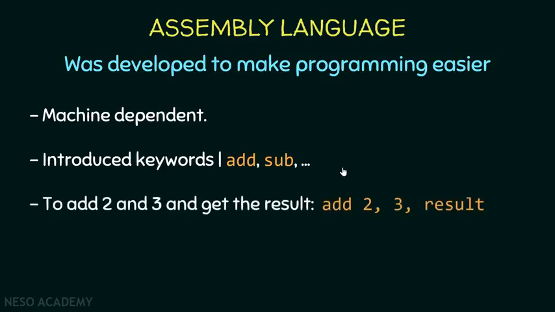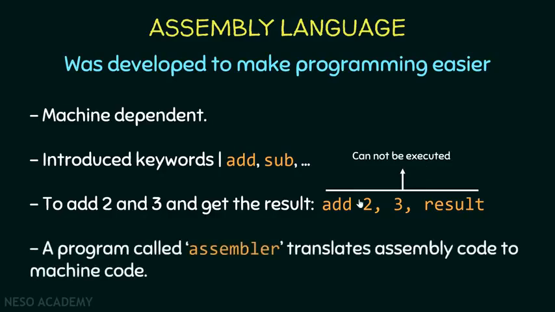For example, if we want to add 2 and 3 and get the result, we will write something like this. This is an assembly instruction. We are telling the computer to add the number 2 and the number 3 and to store the result somewhere called result, okay? So this is an instruction written in the assembly programming language. This cannot be executed because, as we said, all instructions should be written in machine code before we execute them. So there is a program called an assembler that translates assembly code to machine code.